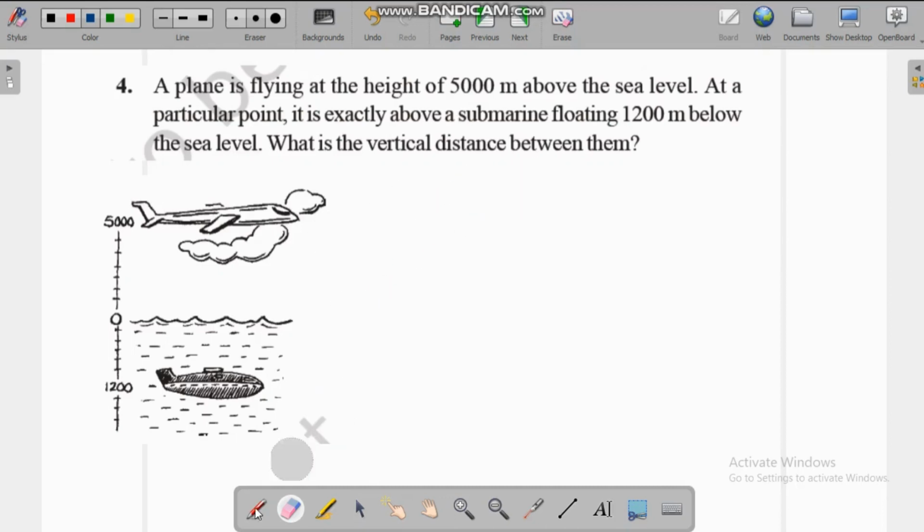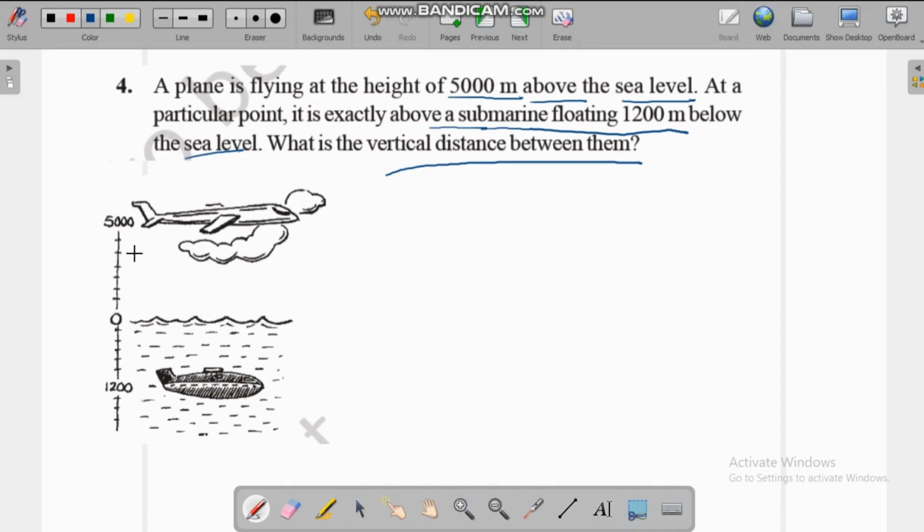Today, let us see the next question in exercise 1.1. A plane is flying at a height of 5,000 meters above the sea level. At a particular point, it is exactly above a submarine floating 1,200 meters below the sea level. They have asked: what is the vertical distance between them?